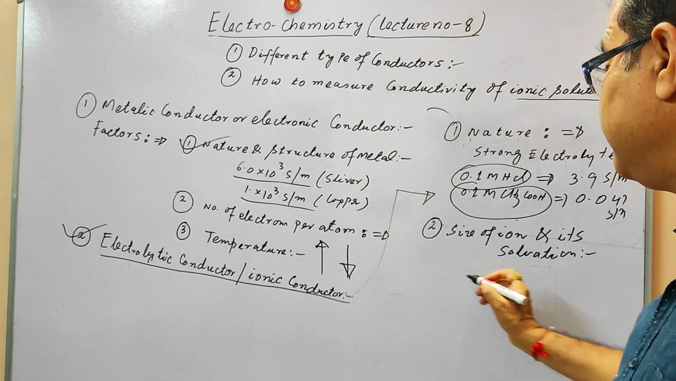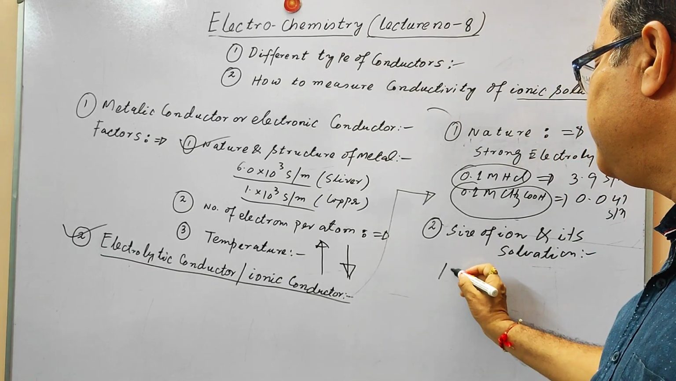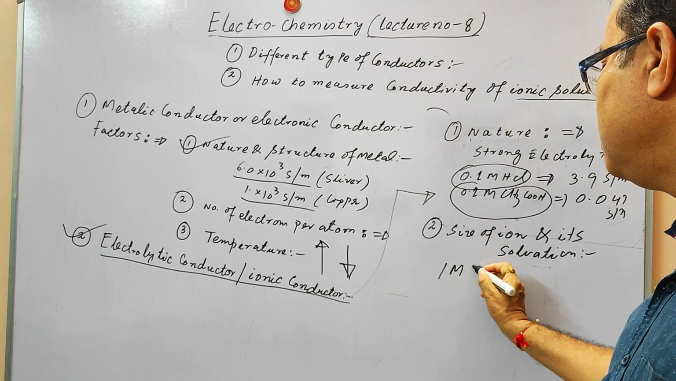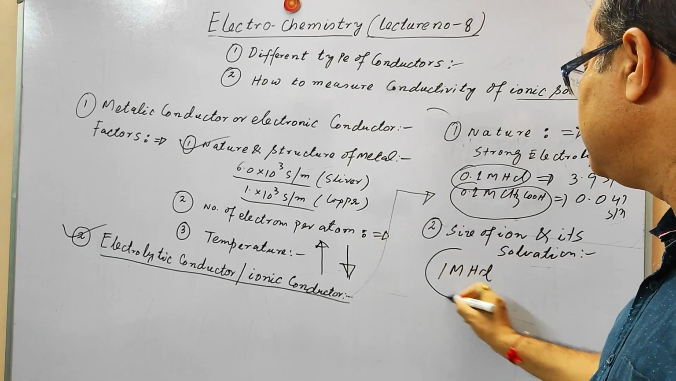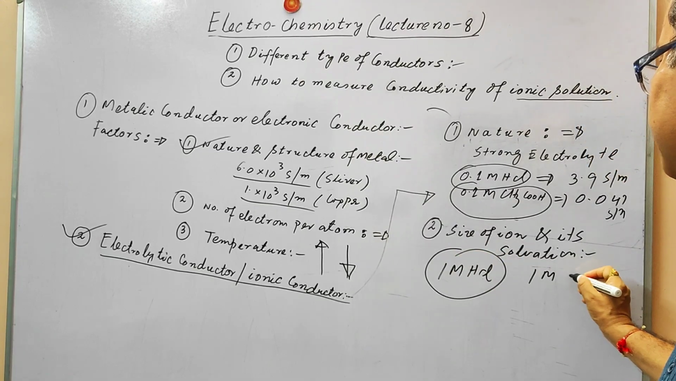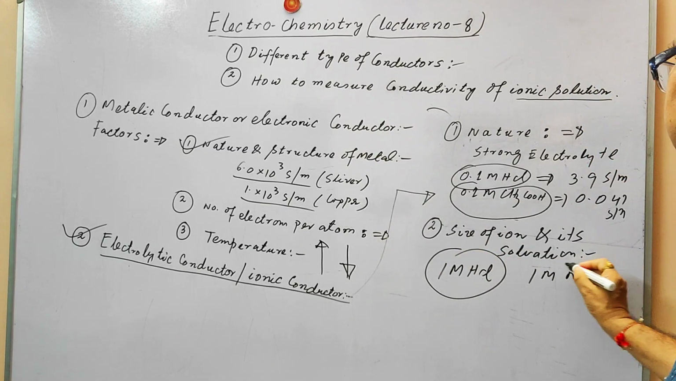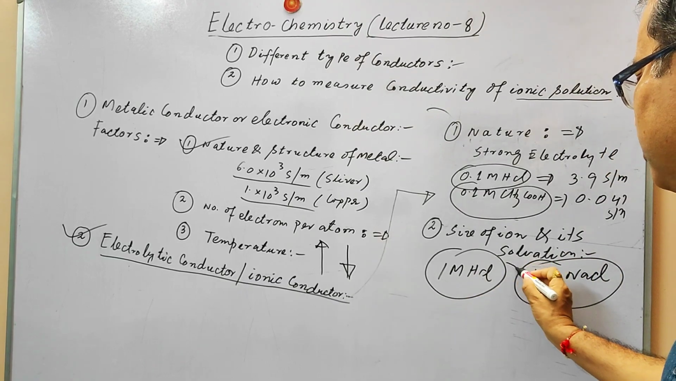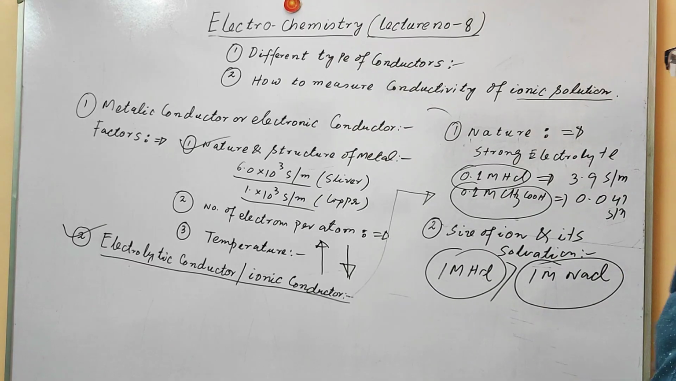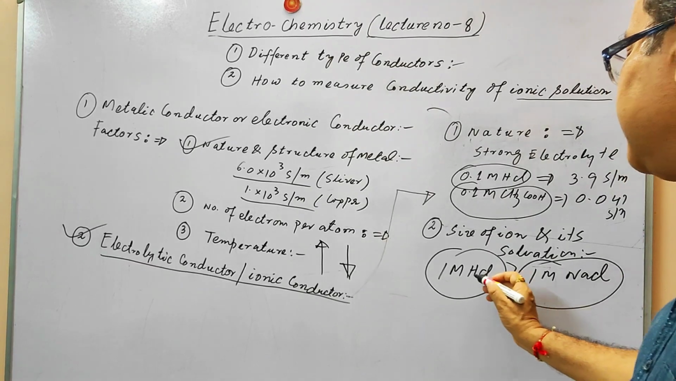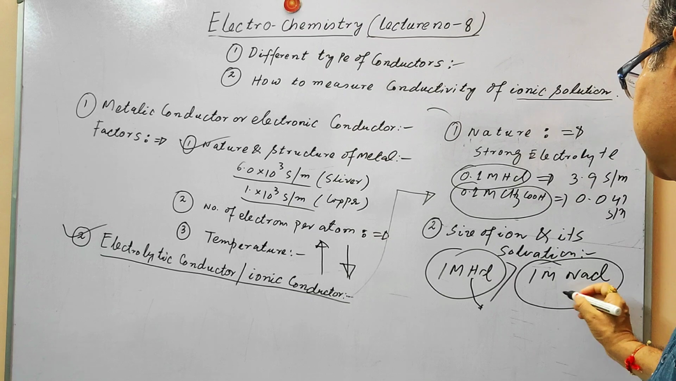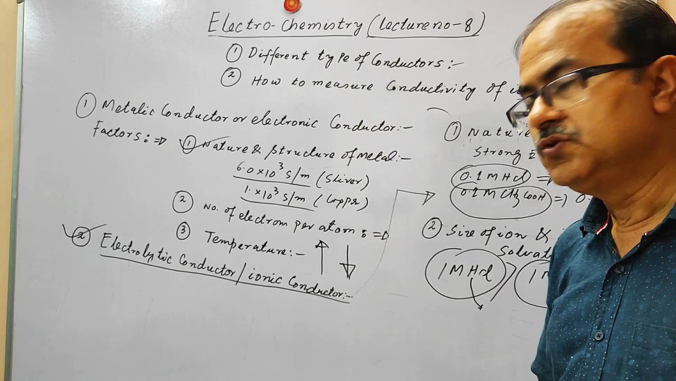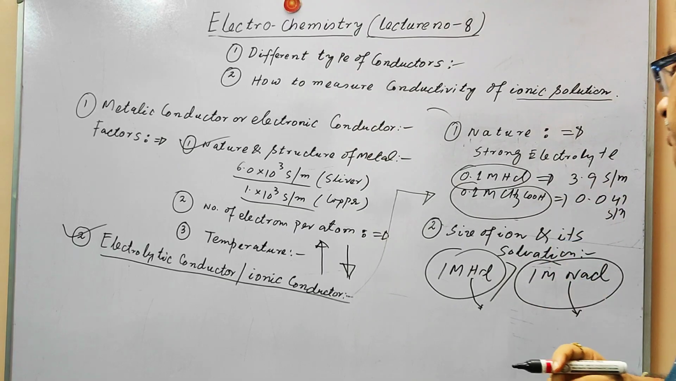You can easily understand if you take a solution of 1 mole HCl and 1 mole NaCl, then what is going to happen? The 1 mole HCl will have the higher conductivity than the 1 mole NaCl solution, because the H plus ion has a lesser size than the Na plus ion. So here the size factor is going to impact.